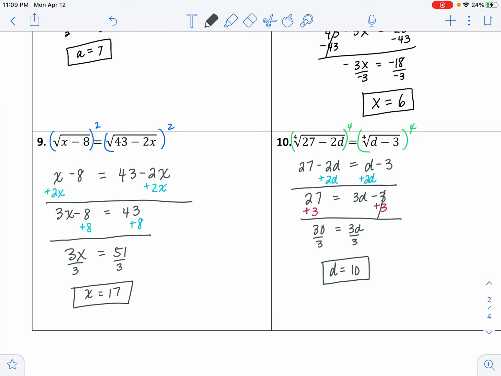Okay, so there's some examples of some of the simple solving radical equations. Tomorrow we'll do some that are a little bit more involved.